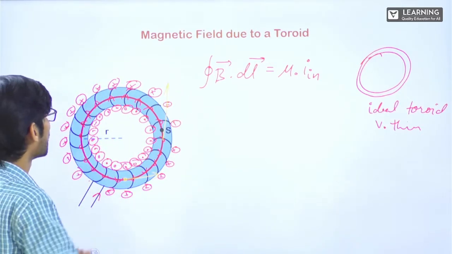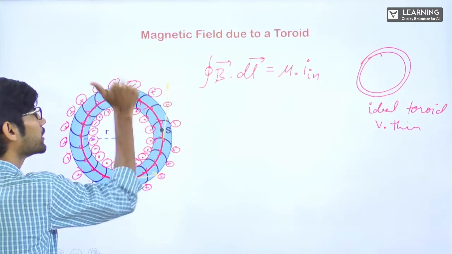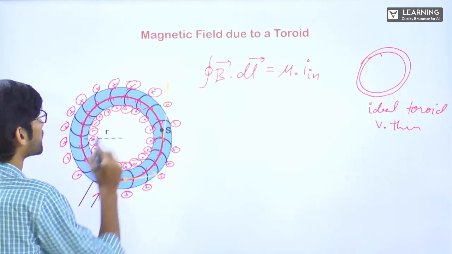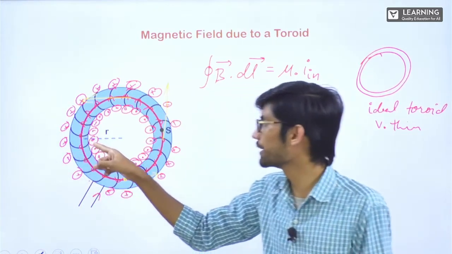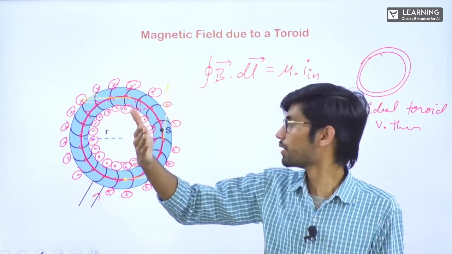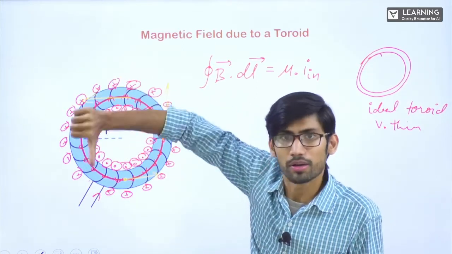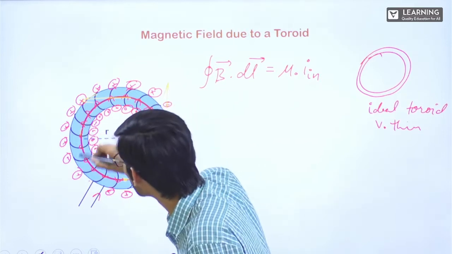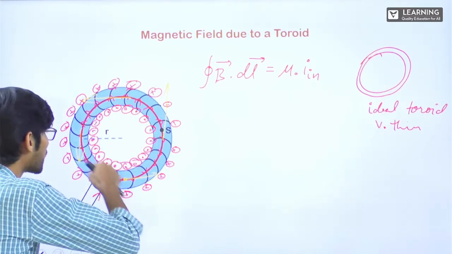Here, if you see, at this point I have to find the current. I curl it in this direction, so the magnetic field is in this direction. At this point, the current is coming out and the curling is on that side. The thumb is downwards, so the magnetic field is this. If you see, the magnetic field is always tangential. It will come in this circle.